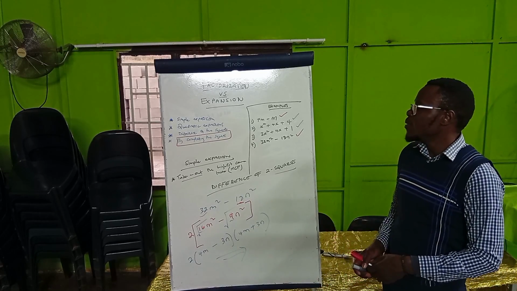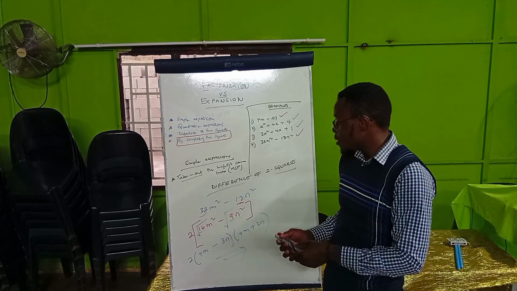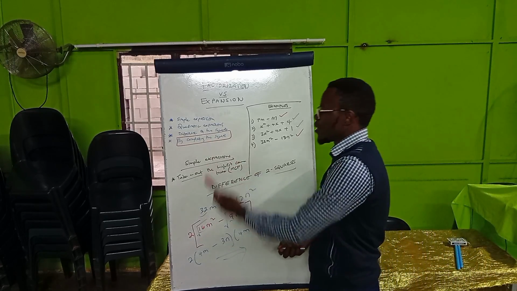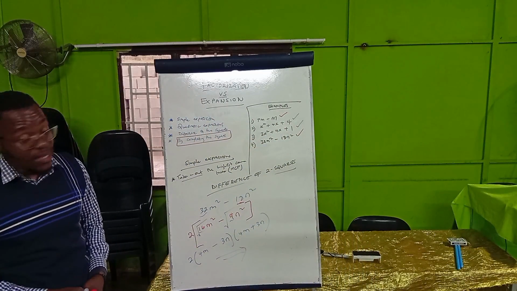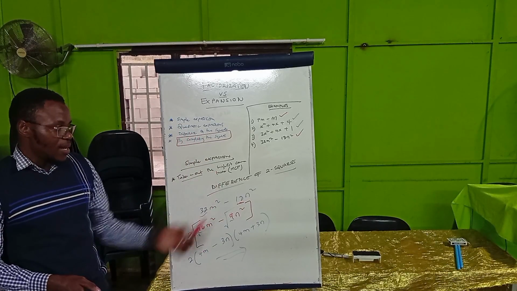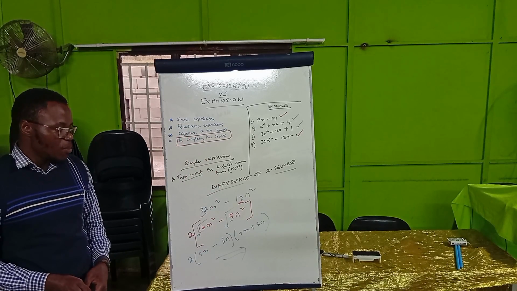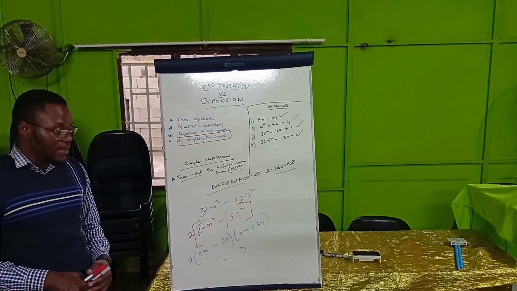Otherwise, this is how we do factorization and expansion. And of course, as I highlighted, the last one, which has to do with completing the square, we shall do that one in an extended lesson. So this one was a core lesson. So with more practice, you will notice that this will become easy.